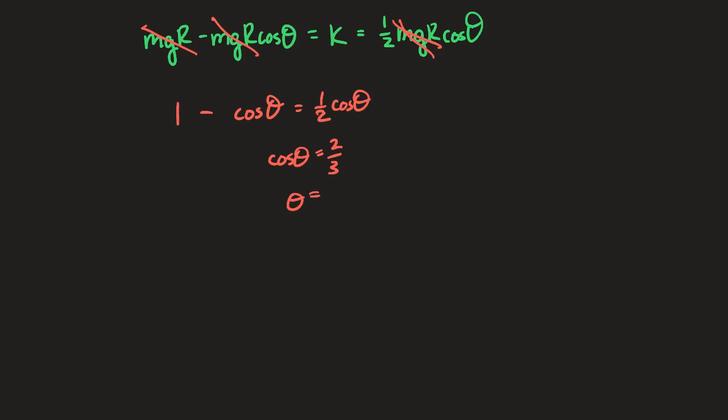All right, well, what is it? That's an angle. That's not arbitrary. It's not based on R, theta, G. This is an angle. This is an answer. What is it? 48.2 degrees. That's the magic number right there.